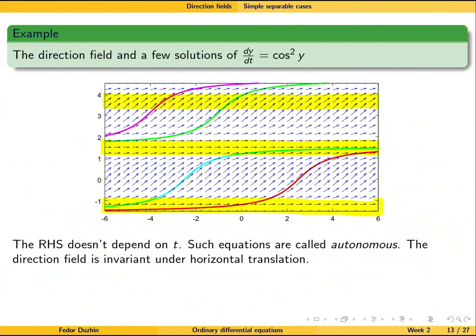So differential equations where the right-hand side does not depend on t and is only a function of y are called autonomous. That's a very important term, and in the next lecture we're going to see how autonomous equations can be used to model some population dynamics. And as a matter of fact, usually when differential equations are applied to model some real-life problems, they are autonomous equations. Okay?